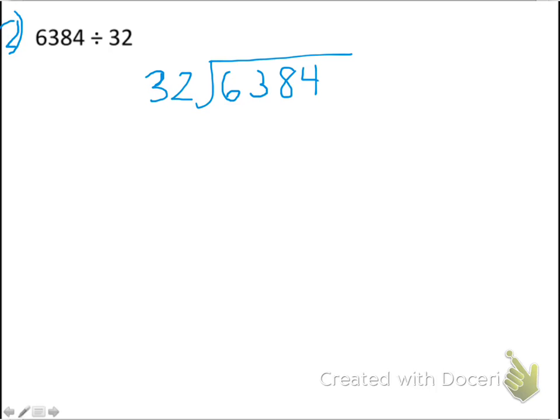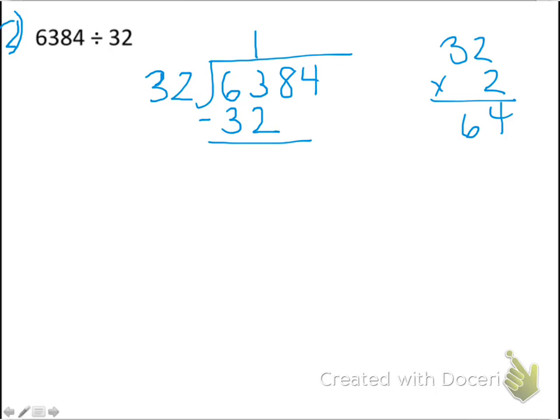32 cannot go into 6, so we move on to the next one. How many times can 32 go into 63? Well, 32 times 2 is 64. So 64 is bigger than 63, so 32 can only go into 63 once. 1 times 2 is 2, 1 times 3 is 3. We're going to subtract them. 3 minus 2 is 1, 6 minus 3 is 3. And then we bring down this 8.